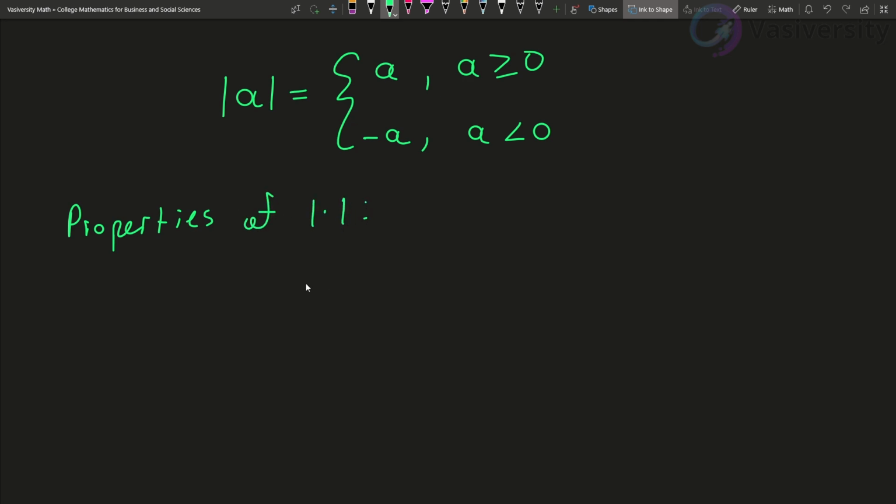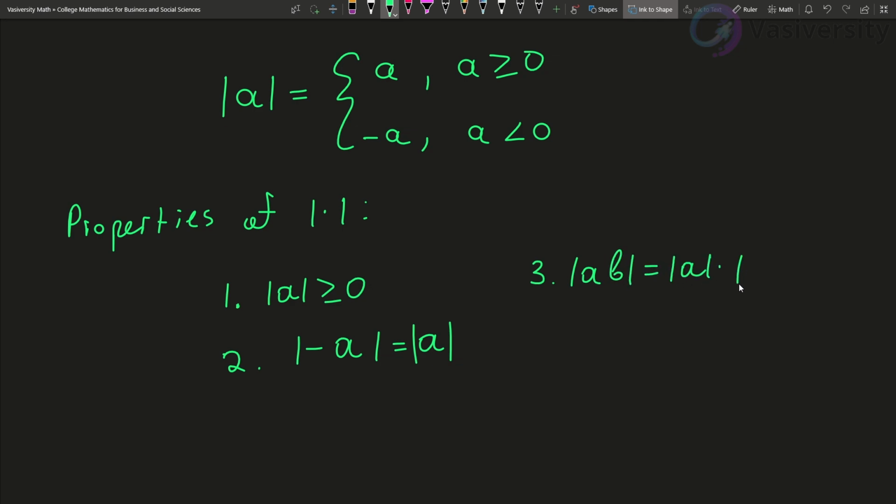The properties of absolute value would be, so property number 1, the absolute value of a is always greater than or equal to 0. Property 2, the absolute value of -a is equal to the absolute value of a, and also greater than or equal to 0. Property number 3, we're going to have |a times b| is the same thing as the absolute value of a times the absolute value of b. And the last property is the absolute value of a over b is going to be the absolute value of a over the absolute value of b, as long as b is not equal to 0.